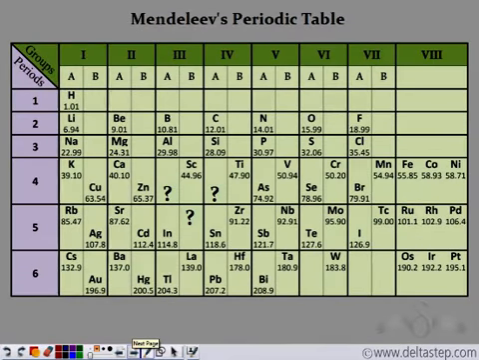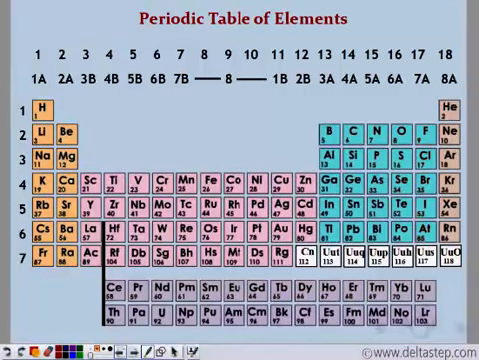In Mendeleev's periodic table, he had 8 groups. The first 7 groups were divided into A and B, and the last group, that is the 8th group, had 3 series of elements. So each subdivision in Mendeleev's periodic table was taken by Moseley as a separate group. So 7 into 2, 14, plus 3, that is 17 groups.